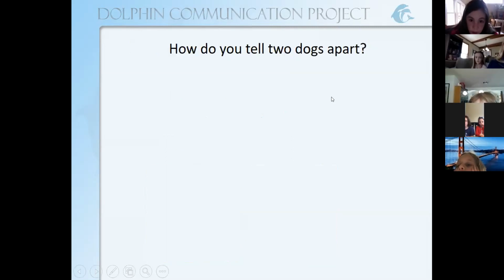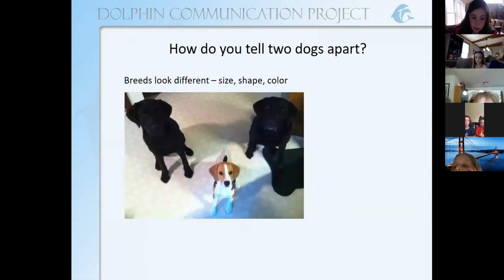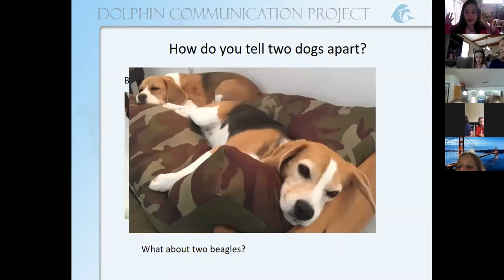Do some of you have dogs at home? I bet some of you do, maybe cats. I bet you can tell them apart. And I bet even if you don't have a dog of your own, you could tell which of these two dogs are black labs and which one is a beagle. That everybody can, right? But what about telling two beagles apart? You think you could tell these two beagles apart, or do they look exactly the same?